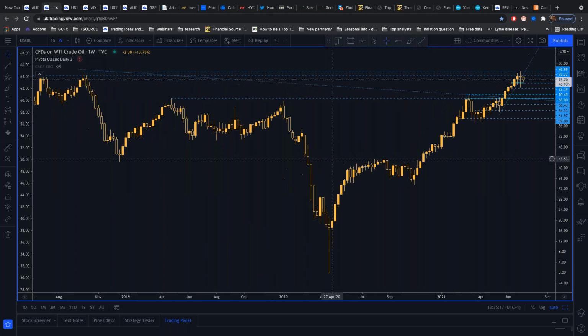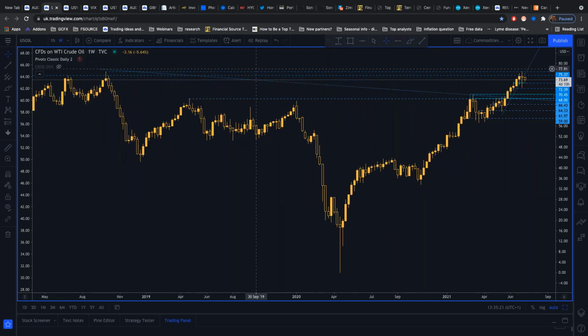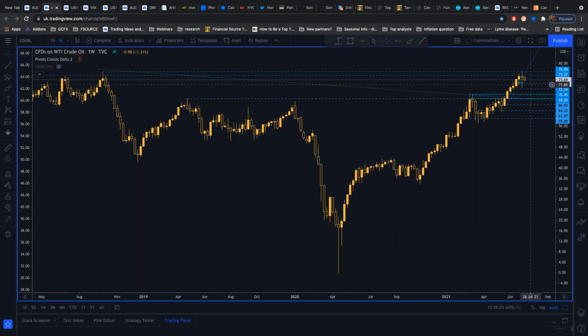You see how extended oil is. Instead, I want to look at the first opportunity, which I consider good value for buying, which is at that 68.67 region. So if oil falls down to this zone, I'm expecting to buy. What might make oil fall down?